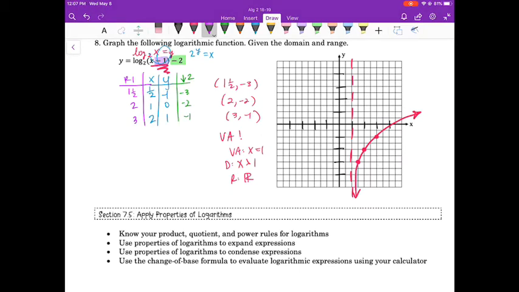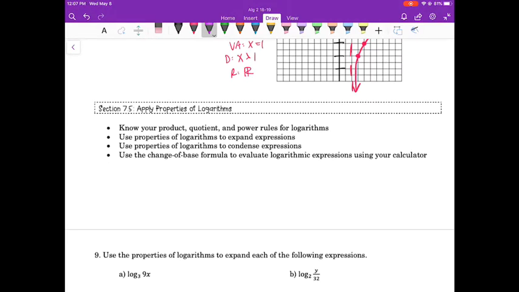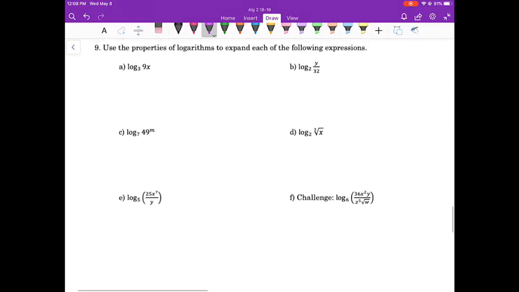And lastly, this quiz will cover section 5, which was all about our properties of logs. So we've got 3 main properties: our product, quotient, and power rules. We need to be able to use those to expand and condense our logarithmic expressions. Lastly, you'll need to be able to use your change of base formula to evaluate logs with different bases.